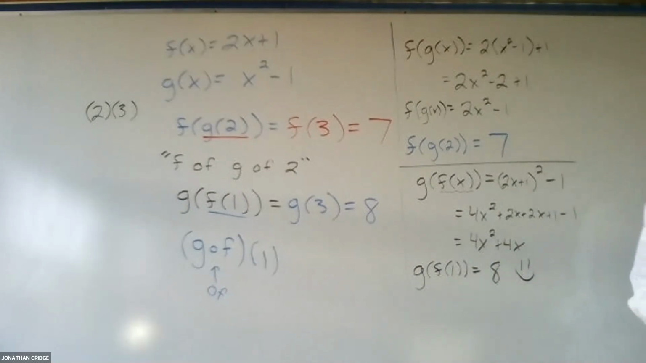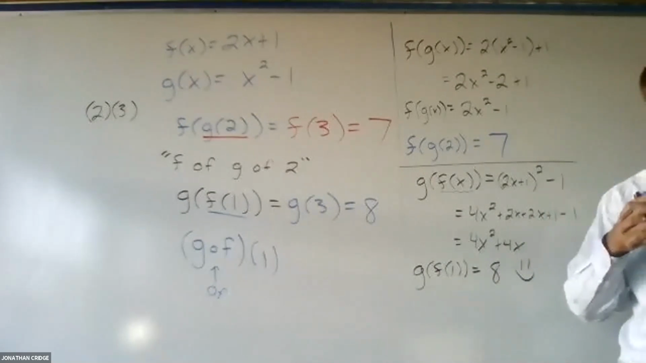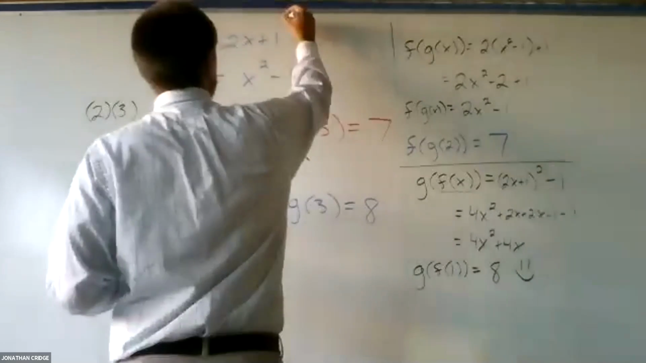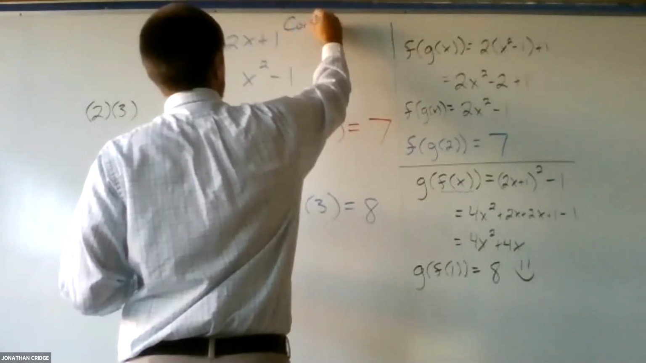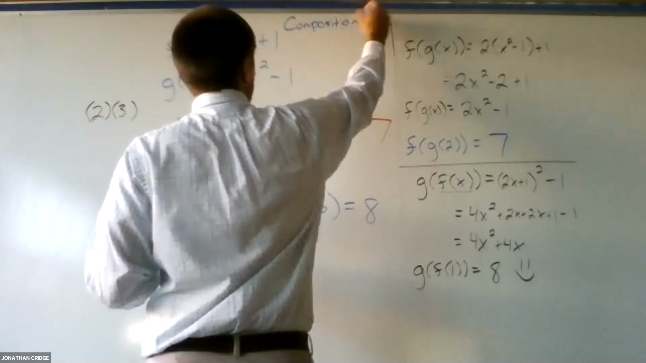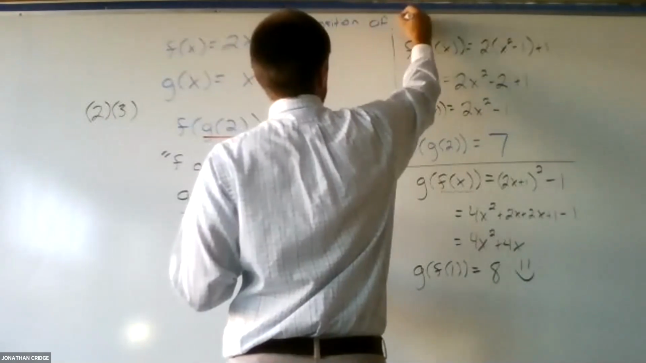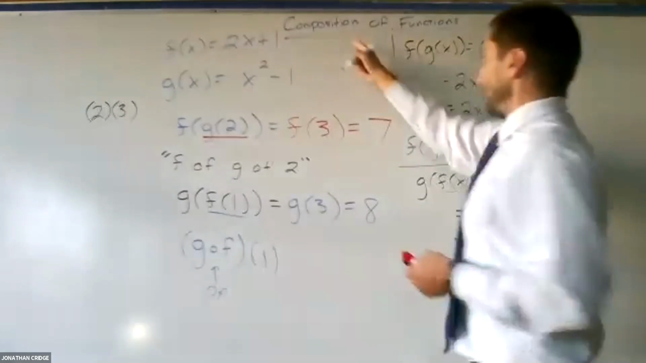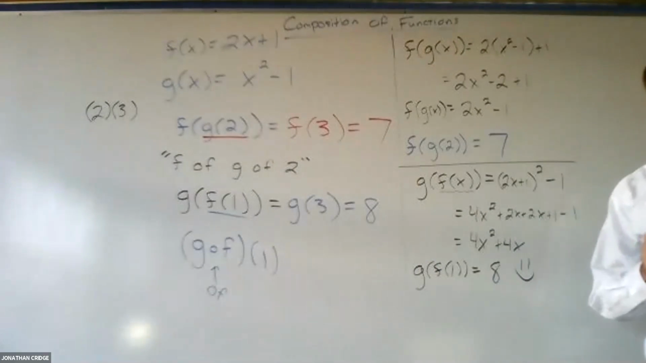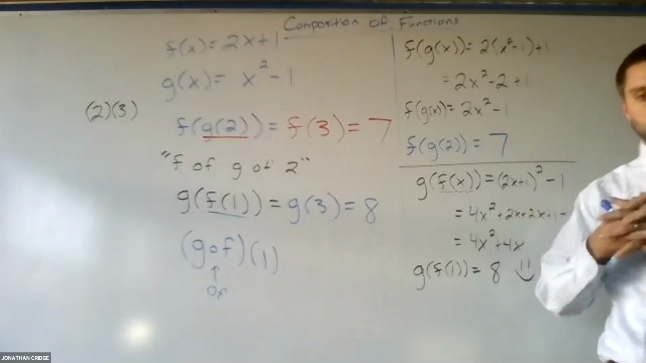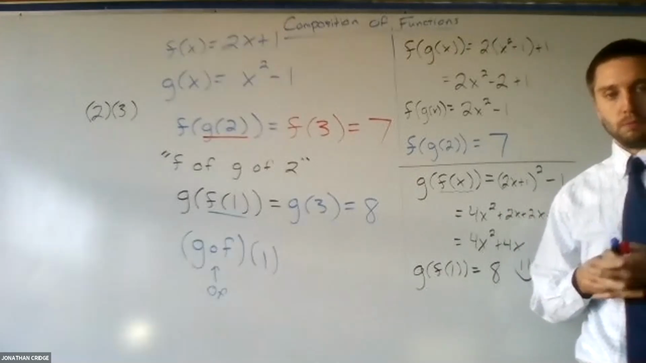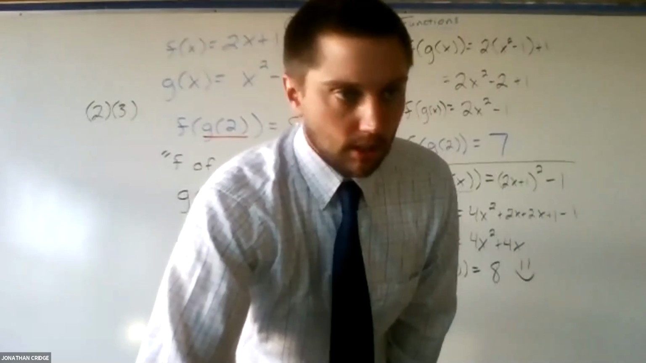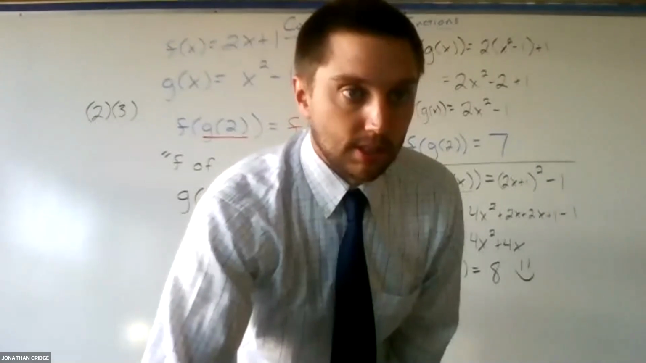Okay? So that's how we're going to take two functions and put them together. This is called a composition of functions. Now, why is it called that? Well, because really we're composing a new function. We're creating a new function. So we're taking two functions and we're putting them together. Okay? All right. Last thing, I'm going to go back to sharing my screen here in a second.